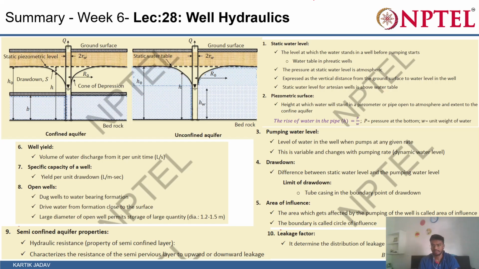Okay. Water table in unconfined well. Then pressure at static water level is atmospheric. Then we have a piezometric surface. So height at which water will stand in a piezometer or pipe open to atmosphere and extending to confined aquifer. And the rise of water in pipe is equal to the pressure divided by the weight of water.